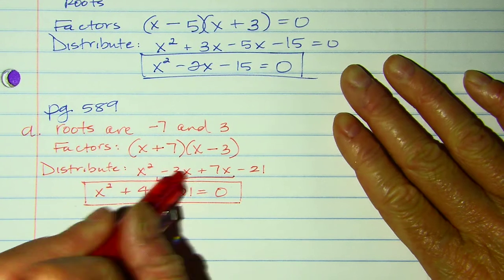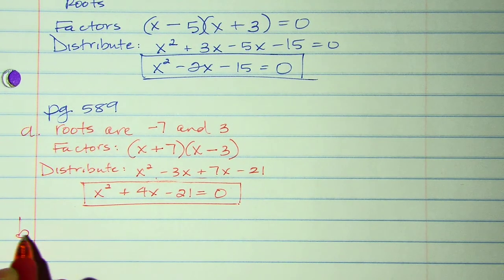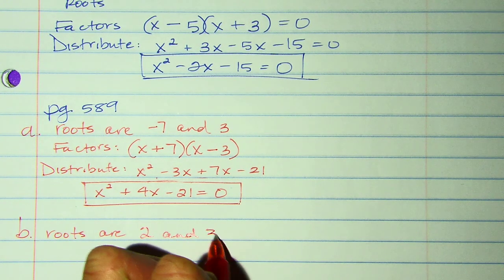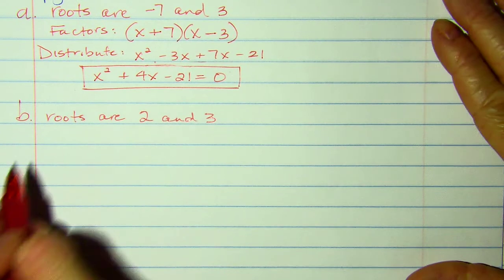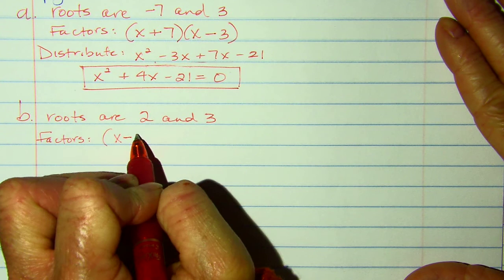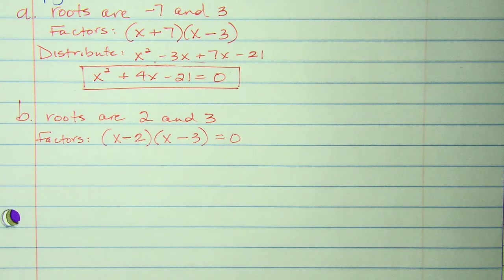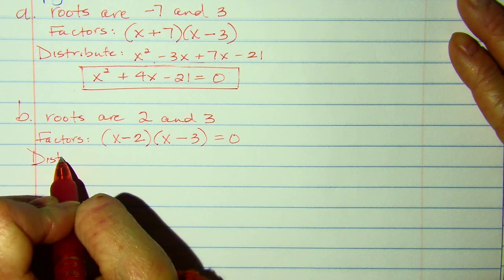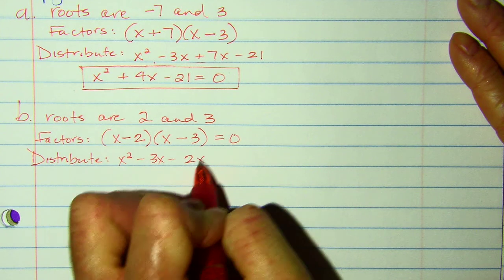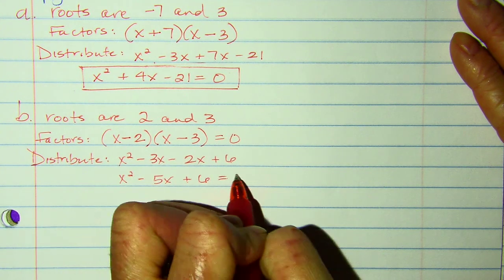Sorry, I'm going to erase this line because it looks kind of messy. Part B, my roots are both positive, so 2 and 3. I'm going to move this up a little bit. I'm going to write my factors. Since these are both positive, in the factor they're negative, so x minus 2, x minus 3, and they're opposite because they were set equal to 0. Then I'm going to distribute. x squared minus 3x minus 2x plus 6. So my final answer is x squared minus 5x plus 6 equals 0.